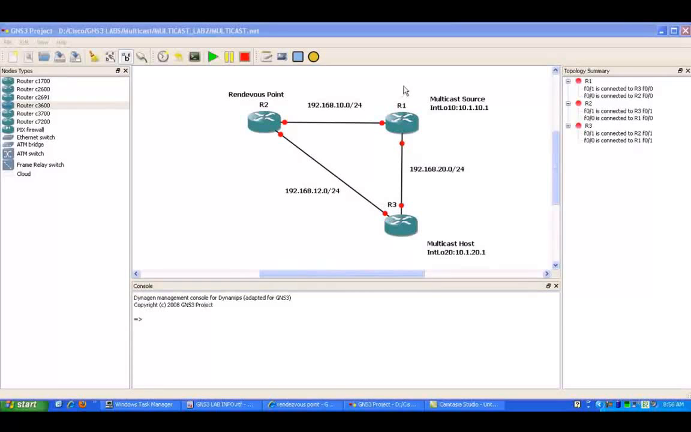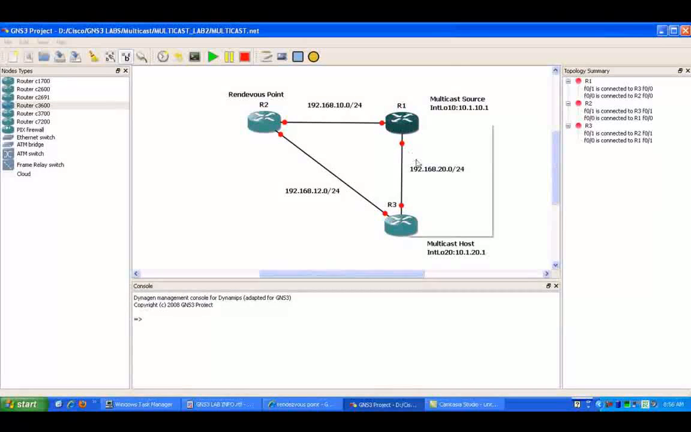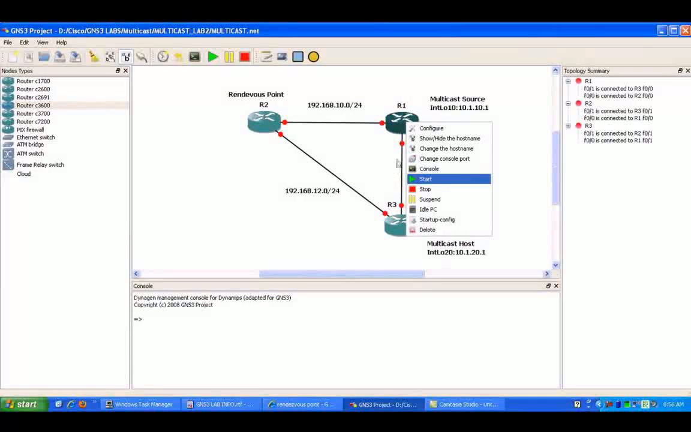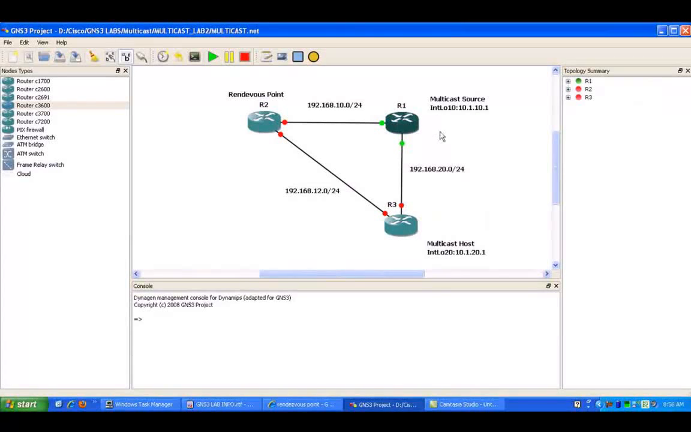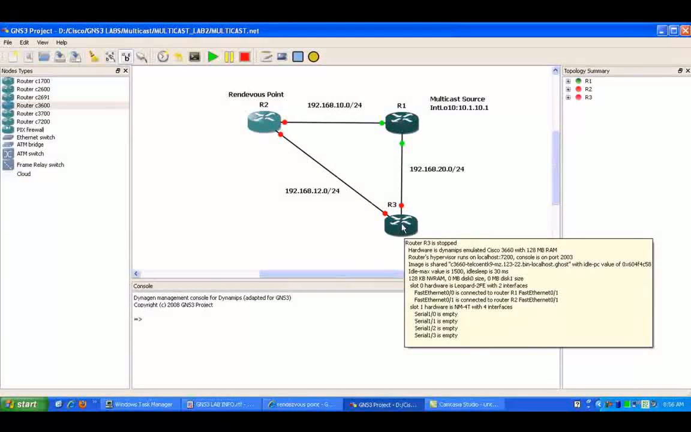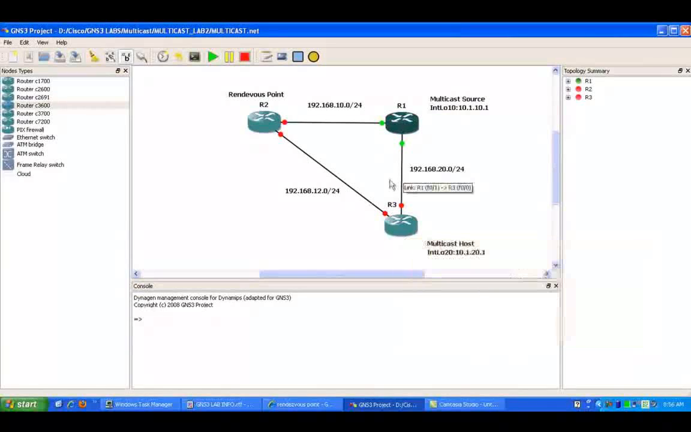We have a simple lab within GNS3. We have router 1, router 2, and router 3. Router 1 is going to be the source of the traffic, and we're going to have R3 be the multicast host, so it's going to join the group.